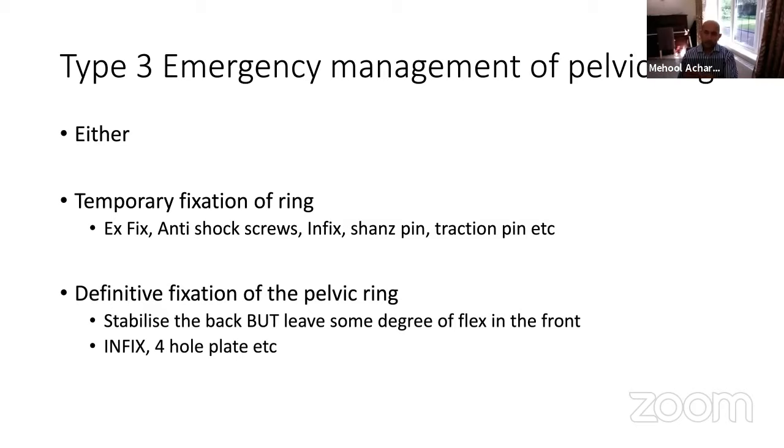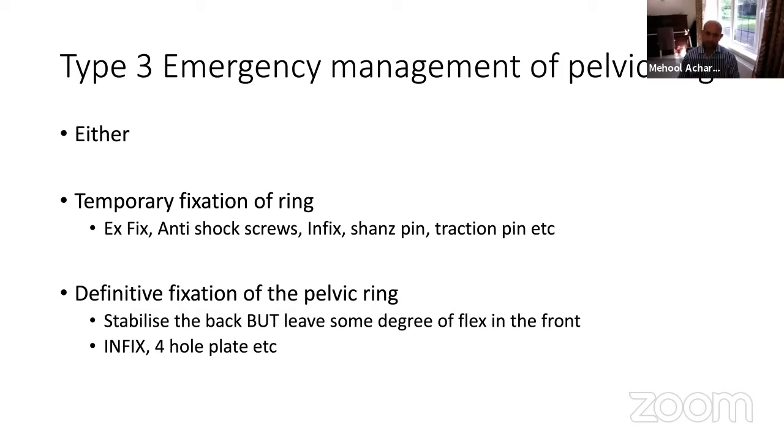Or you can perform definitive stabilization of the pelvic ring. And when I think about these combined injuries and definitive stabilization of the pelvic ring, I'm keen to stabilize the back and get that anatomically reduced. And then regarding the front, I want to leave some degree of flex so that I'm not compromising my reduction of the transverse or the transverse family type of acetabular fracture. So I'll either use an infix, okay, or I'll use a small plate, which I may change when I go back for definitive fixation of the acetabulum.